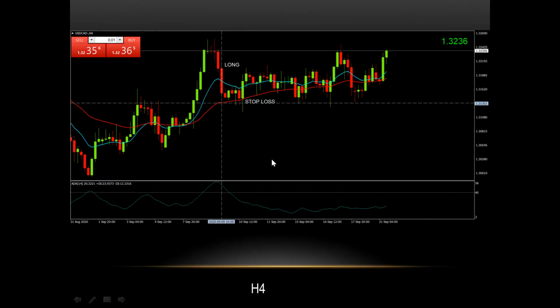This is a long trade on the US dollar, Canadian dollar. All right, so we look for the blue line to cross above the red, which it did here. And then we look for the price to go up and come back down and touch the blue, which it did here. And then we had more than 30 pips between these two, so you go long on this candle and you put your stop loss at the red EMA 36.